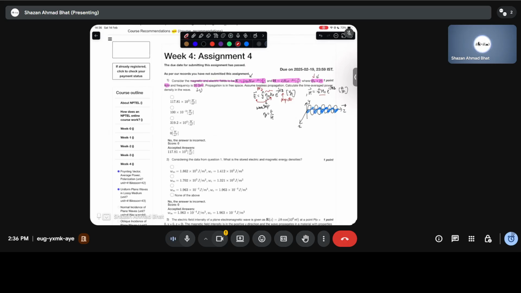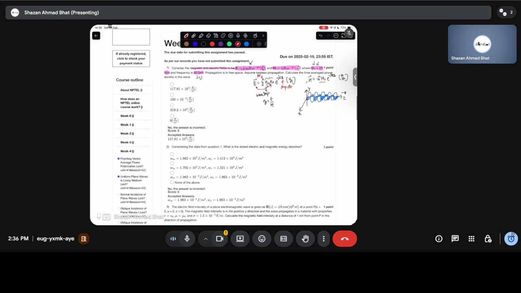Why? Because H naught is given here. You might have to use it somewhere, maybe, I'm not sure. And also the frequency of this electromagnetic wave, which is 30 gigahertz, has been given to you. And the propagation is in free space. So you have a free space propagation. That means it will move with the speed of light in free space. Okay, so it's sort of a vacuum.